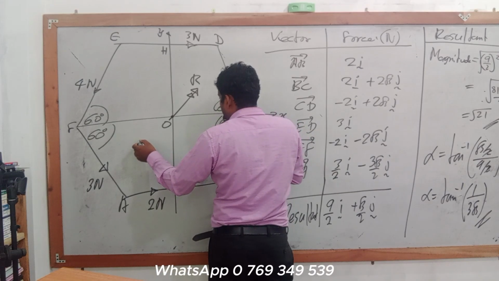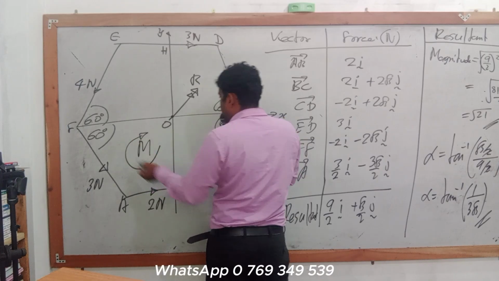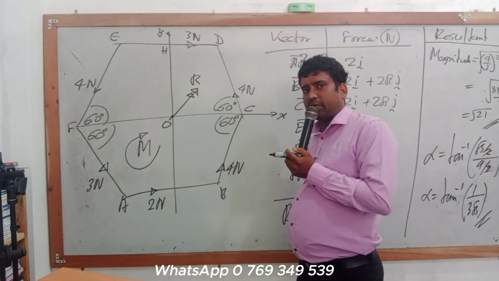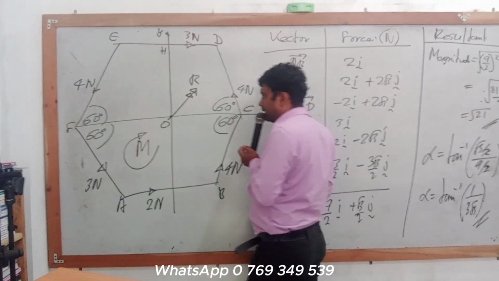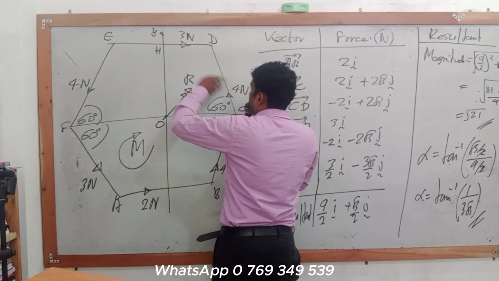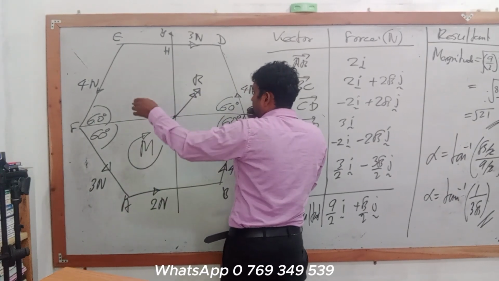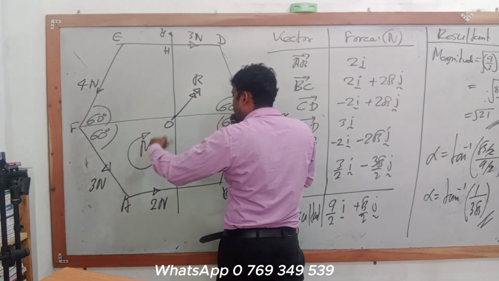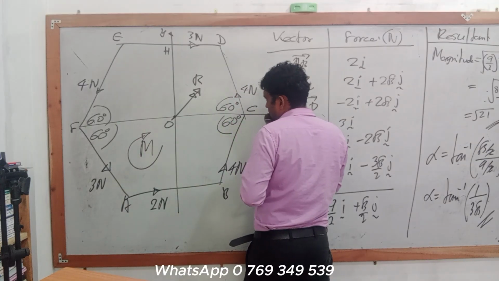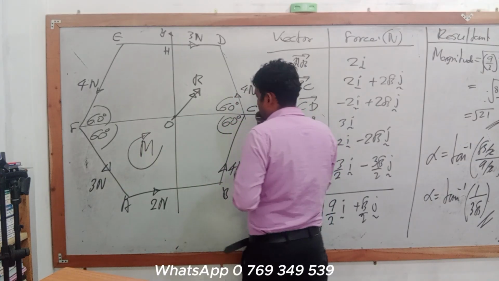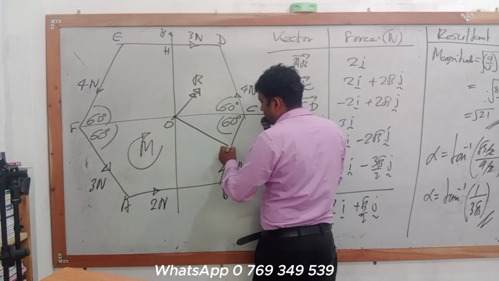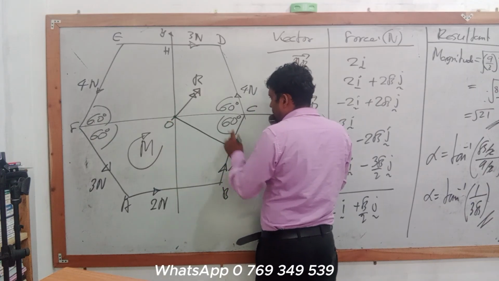I'm getting the movement of this one, right? I'm using clockwise sense, because all these forces are anti-clockwise sense. I'm using movement around this one, right? And what is the perpendicular length of this one?